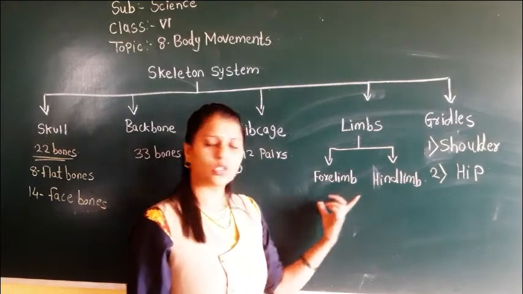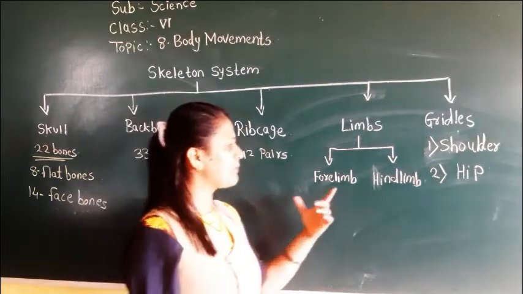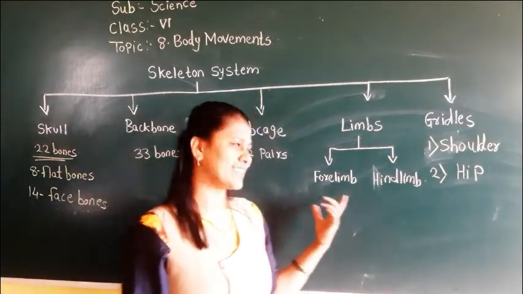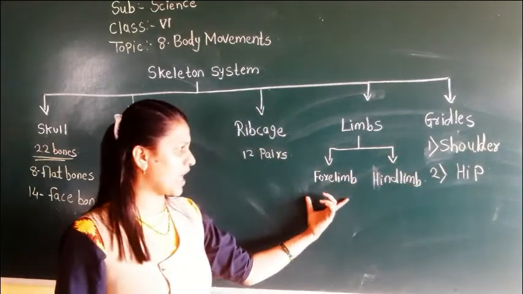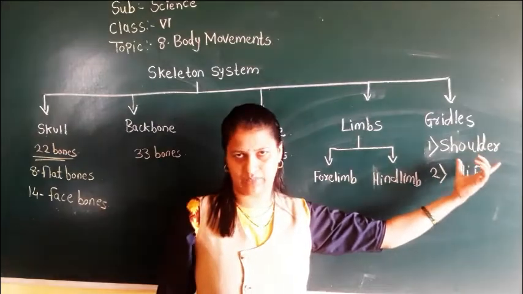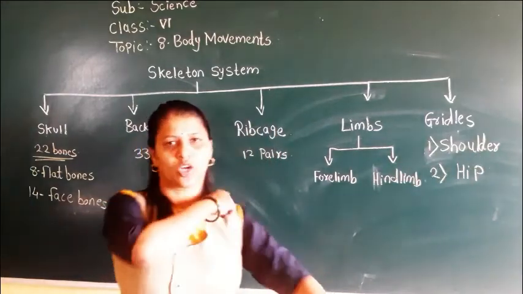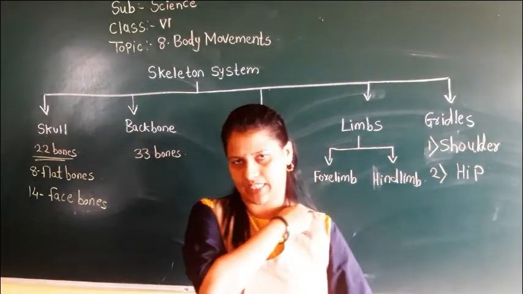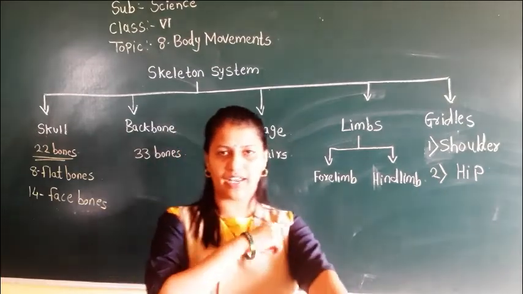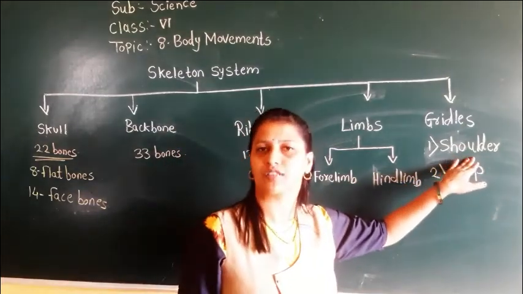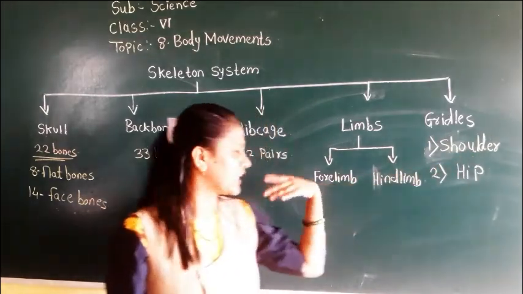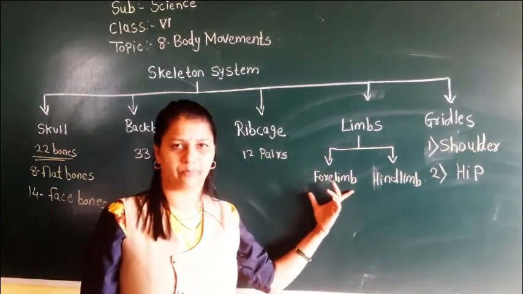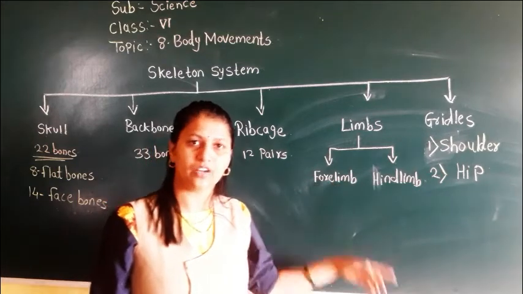Limbs are of two types, the forelimb and the hind limb. Let's discuss them. The forelimbs are joined to the shoulder girdle. Are you getting this? These arms are joined to the shoulder girdle, as I explained just now. So they are called the forelimbs.